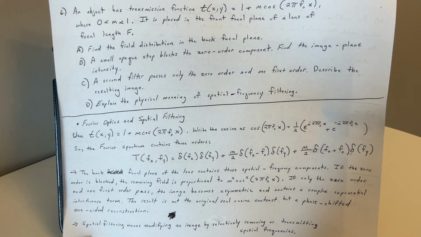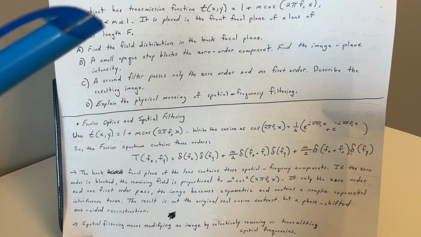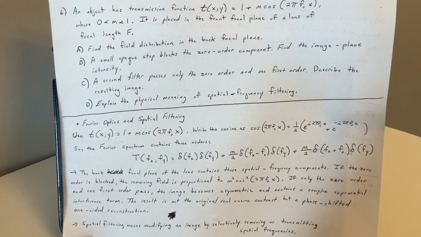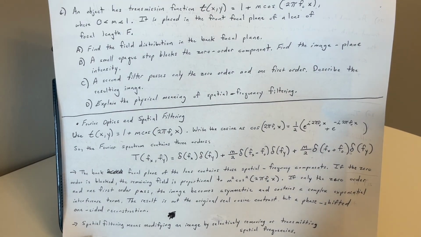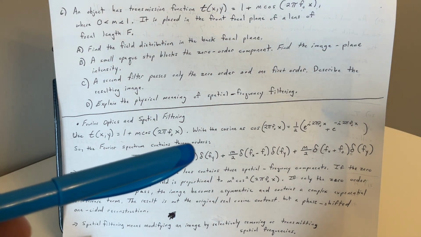Describe the resulting image. And D, explain the physical meaning of spatial frequency filtering. So this is Fourier optics and the spatial filtering problem. We're going to use what we're given here, that t of x,y. And we're going to write the cosine as cosine of 2 pi f naught x equals, in complex form, 1/2 times the quantity e to the i 2 pi f naught x plus e to the negative i 2 pi f naught x. So the Fourier spectrum contains 3 orders.